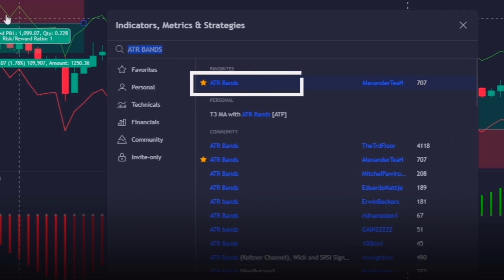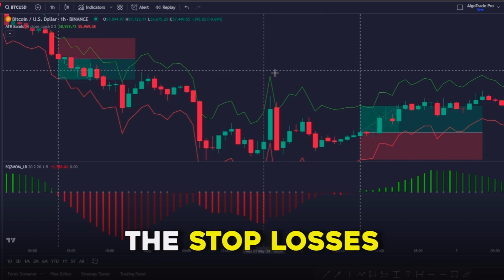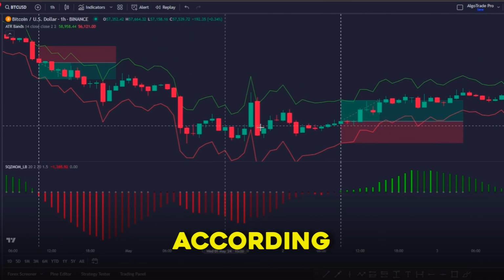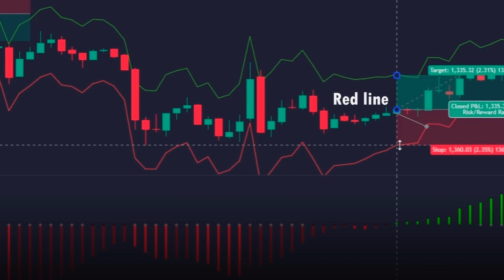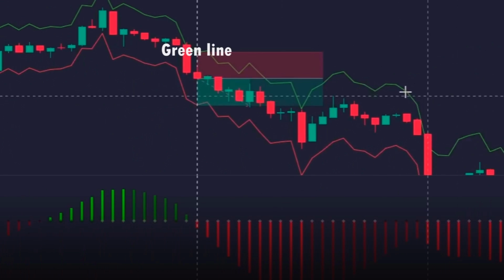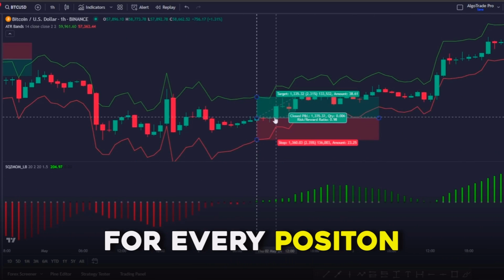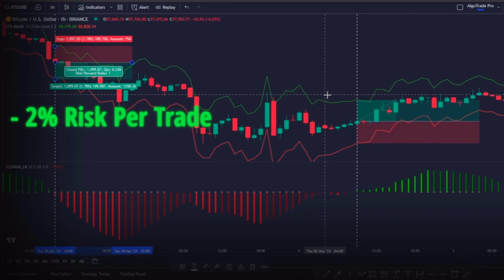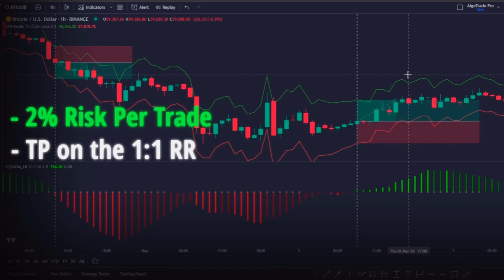For the risk management, I will use the same method as in all the other episodes by using the ATR bands indicator, a volatility indicator that places the stop losses directly on your charts according to the market's volatility. The red line will be used to place stop losses for long positions and the green line for short positions. In addition, for every position, I will use a risk of 2% and a basic take profit at the 1-to-1 risk-to-reward ratio zone.